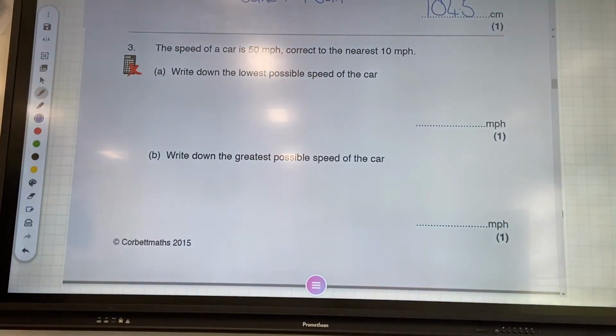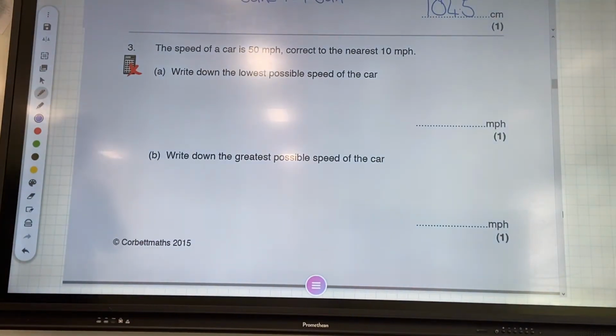What I want you to do is have a go at this one on your own. See what you get. If you get the answer wrong, it doesn't matter. I'm going to go through it so you can understand where you went wrong. So the speed of a car is 50 miles an hour, correct to the nearest 10 miles an hour. Write down the least possible value of the car.